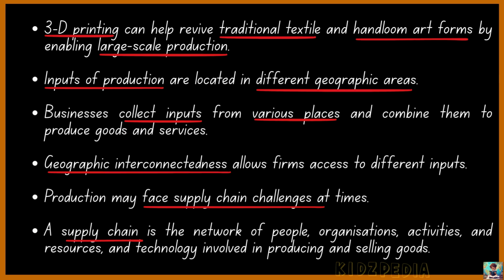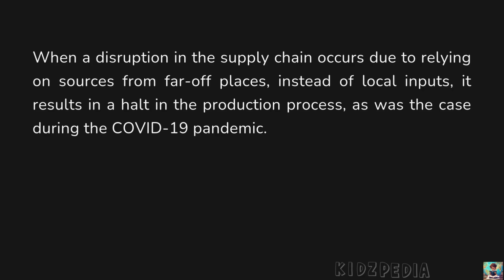The supply chain includes all the people, organizations, activities, resources, and technology involved in making a product and delivering it to the customer. When a disruption in the supply chain occurs due to relying on sources from far-off places instead of local inputs, it results in a halt in the production process, as was the case during the COVID-19 pandemic.